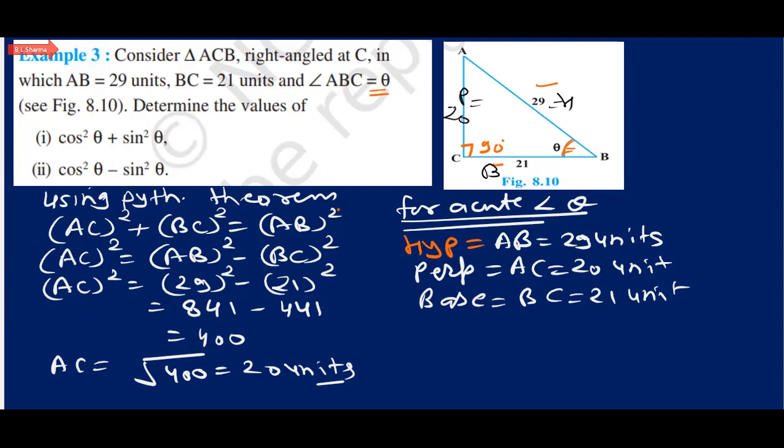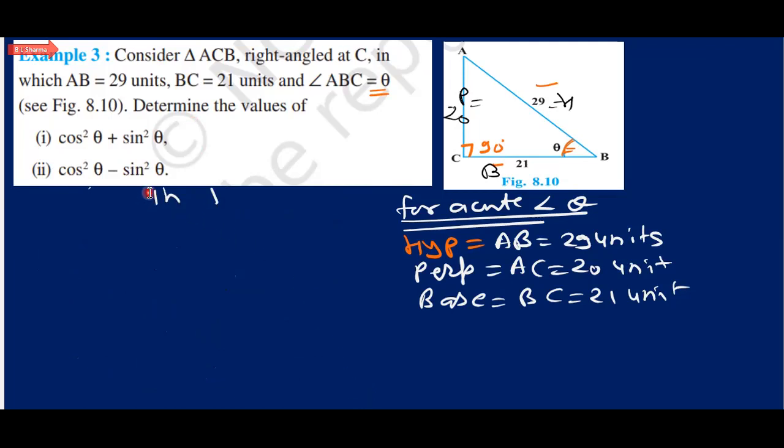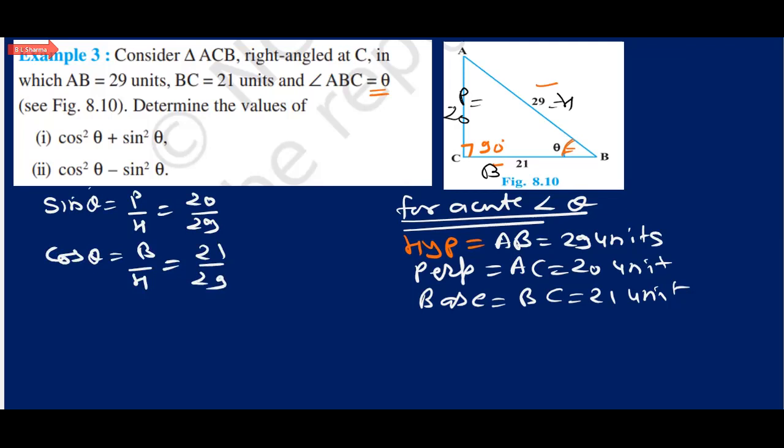Okay, now first we come to sin theta. Sin theta is perpendicular upon hypotenuse. Here perpendicular upon hypotenuse is 20 upon 29. Then cos theta is base upon hypotenuse, so that is 21 upon 29. यहाँ पे perpendicular, base and hypotenuse, here it is written.